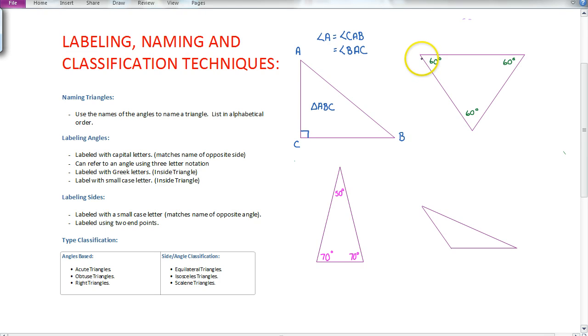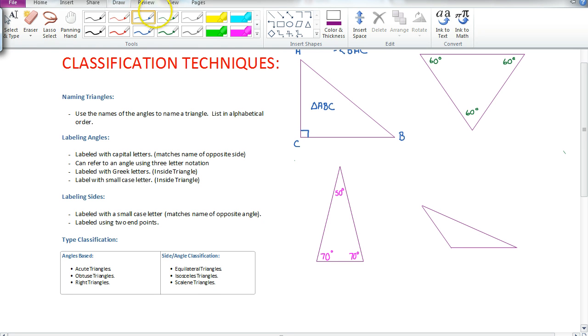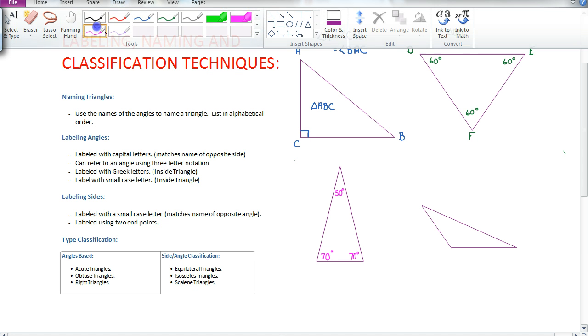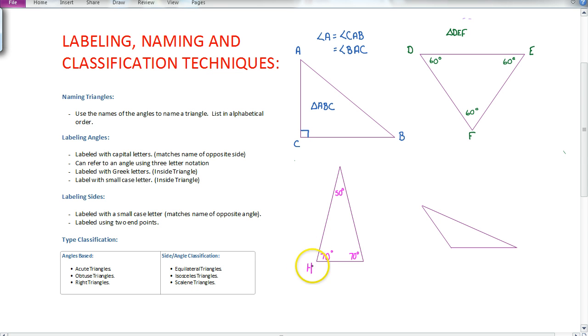So if I come over to the second triangle here, well, I could name each vertex here. So let's call that D. Let's call this vertex E. And we'll call this vertex F. So this is angle D, angle E, angle F. And this therefore would be called triangle DEF. Let's come down to the triangle down below here. And let's call this vertex H, we'll call this vertex I, we'll call this vertex J. So this would be triangle HIJ.